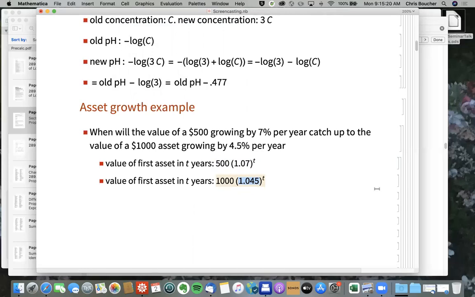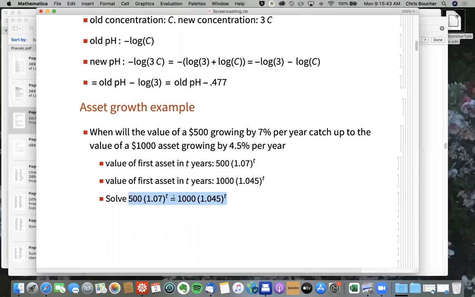Now, in order to answer this question, what I'm going to do is just set these formulas equal to each other and solve, right? And because I know that this one starts lower, but it's increasing faster, eventually it's going to cross this and then surpass it. And what this will do is tell me where the crossing point is if we can solve this equation.